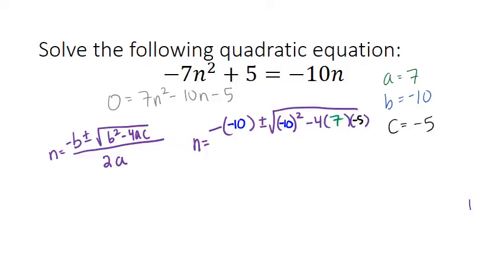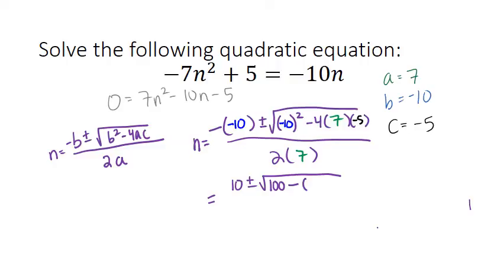all over 2a, a was again positive 7. Once we have substituted in, we're going to simplify. I'm going to simplify very slowly. So negative 10 becomes positive 10, plus or minus the square root of negative 10 squared, which is 100, minus, now we're going to multiply 4 times 7 times negative 5.